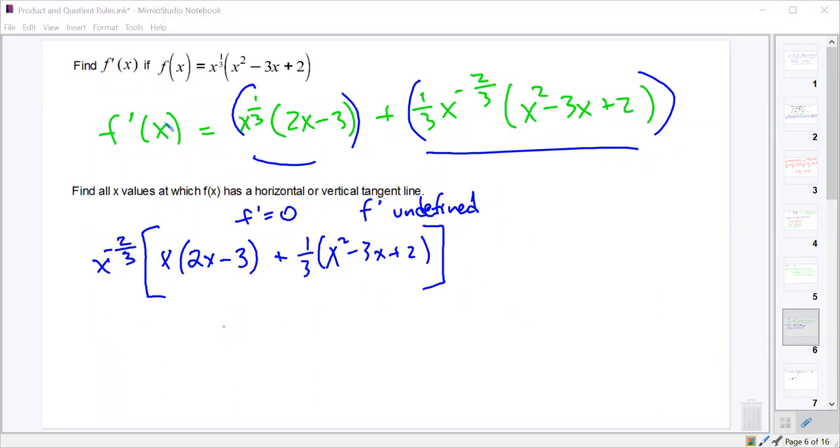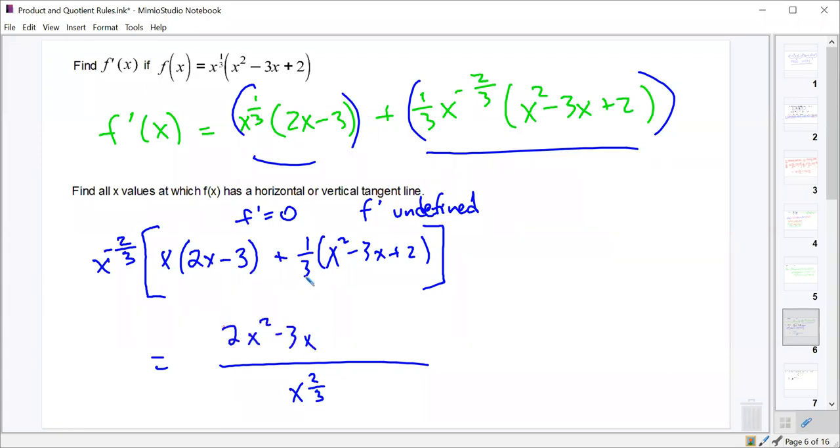Okay, so as we drop that down, we end up with an x to the 2/3 in the denominator, and the x times the 2x minus 3 is 2x squared minus 3x, and this becomes 1/3 x squared minus x plus 2/3. Everybody good with that?